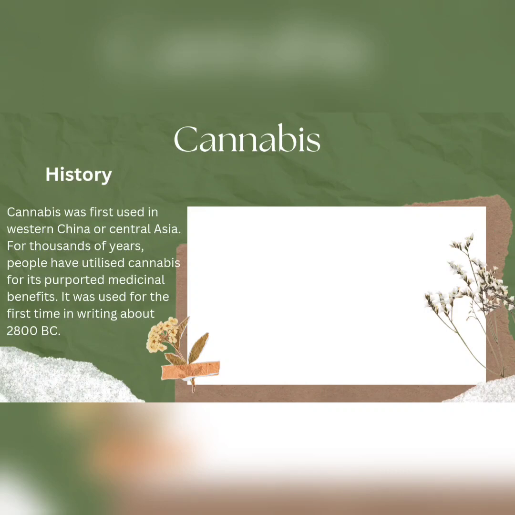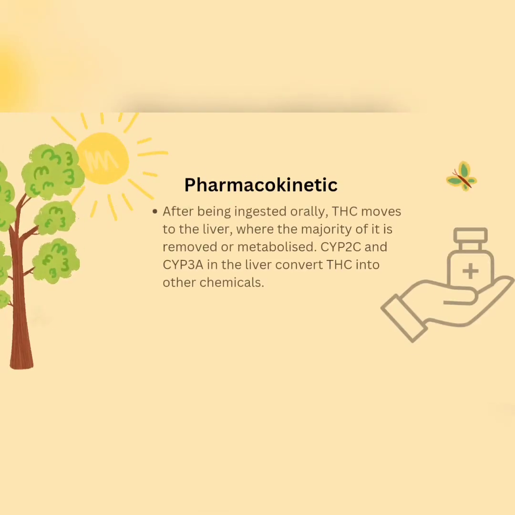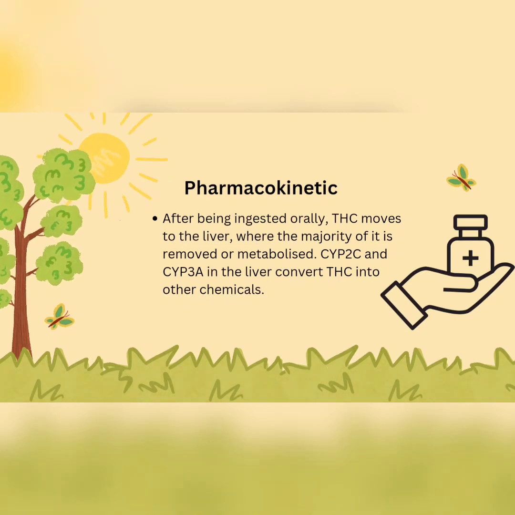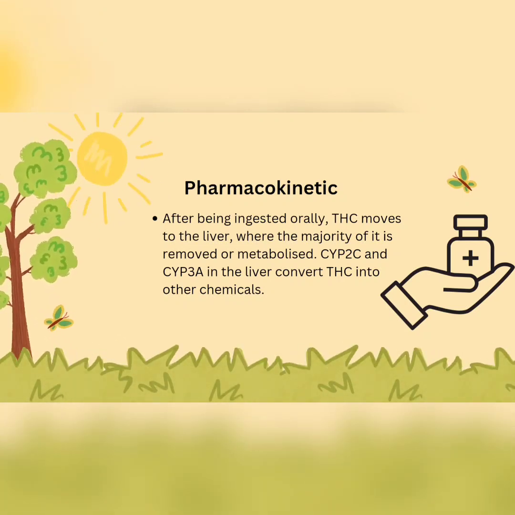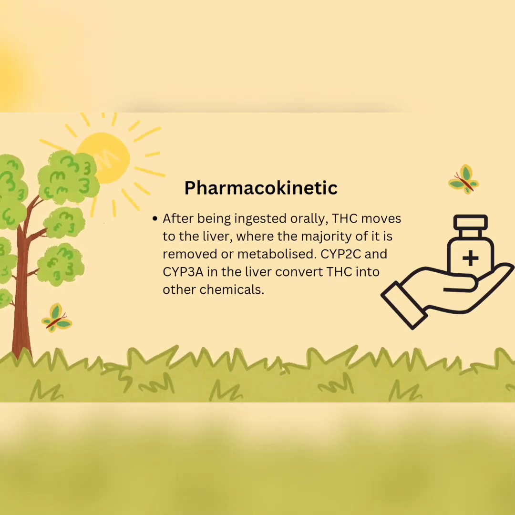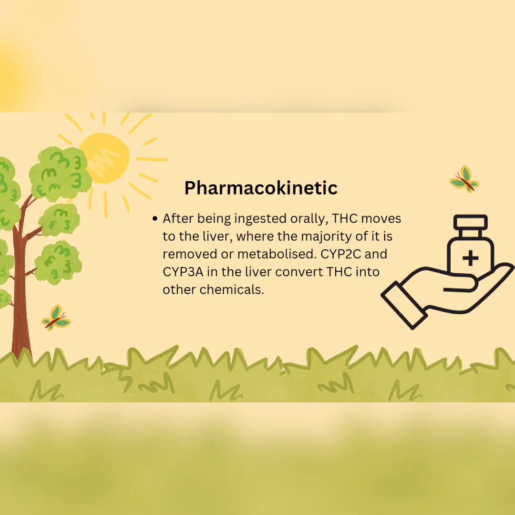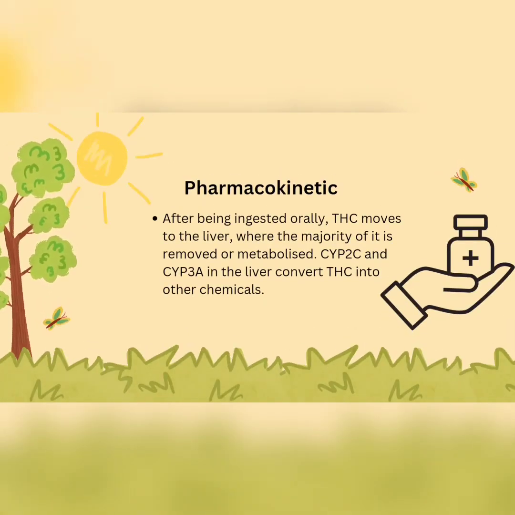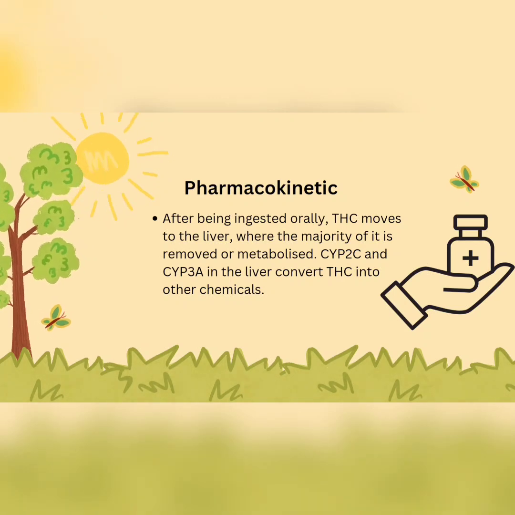Now we are going to talk about the pharmacokinetics. So here we go with pharmacokinetics. First of all, after being ingested orally, tetrahydrocannabinoids move to the liver, where a minority of it is removed and metabolized. CYP2C and CYP3A in the liver convert tetrahydrocannabinoid into other chemicals.